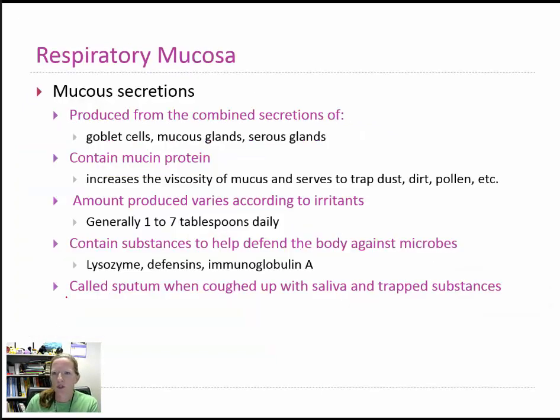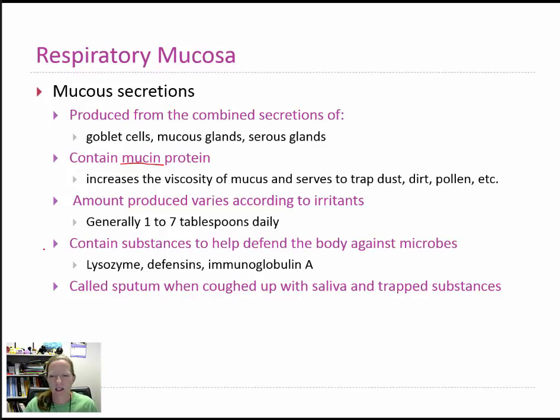So it's produced mainly from the goblet cells, but you do have some mucus glands, some serous glands that can secrete it as well, but it's mainly goblet cells. What they do is they secrete this thing called mucin. Mucin is a protein, and it will combine with water, and when it combines with water, it produces mucus. So as you can imagine, mucus is going to be a watery substance, but it's not too watery because the mucin protein is going to increase the viscosity of the mucus. So it's not like water.